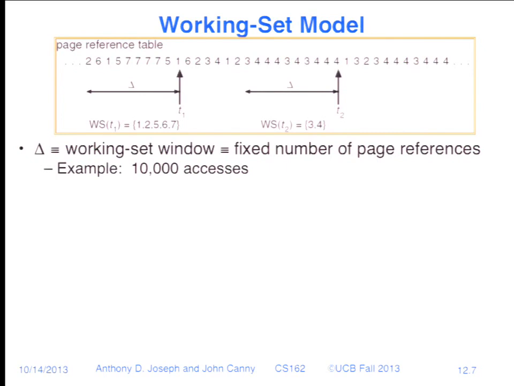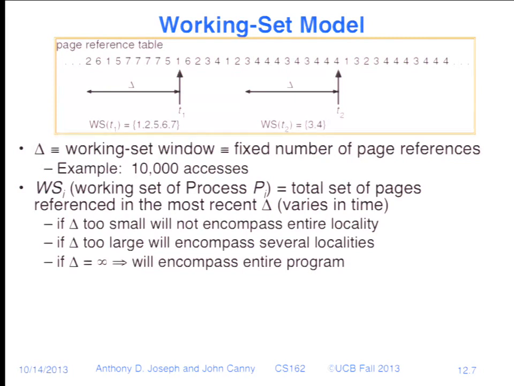There's arguments you can make to define it in terms of a time window, because that's going to affect the paging behavior. But one way or another, it's defined somehow either related to references or absolute time. But let's say it's 10,000 accesses. Then we can define a working set for process i, WSi, as the total set of pages referenced, let's say, in the most recent window of that time.